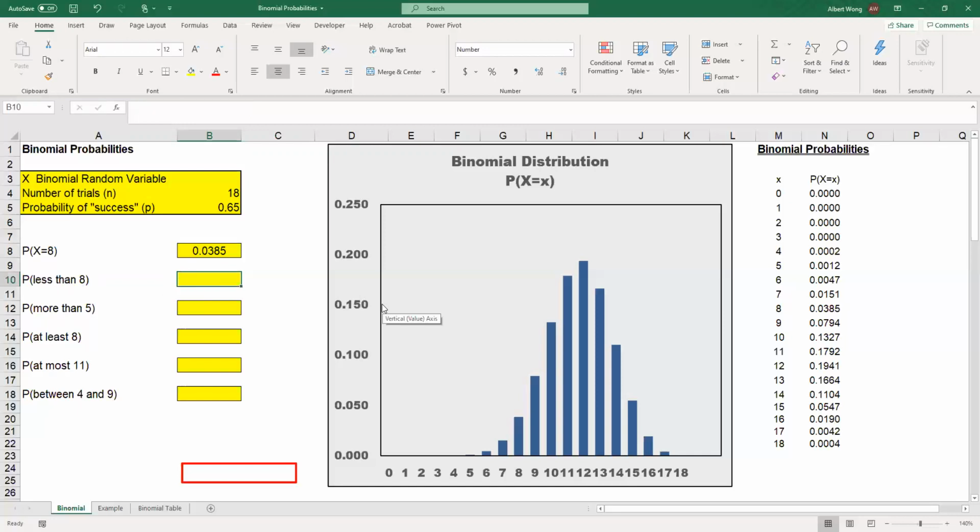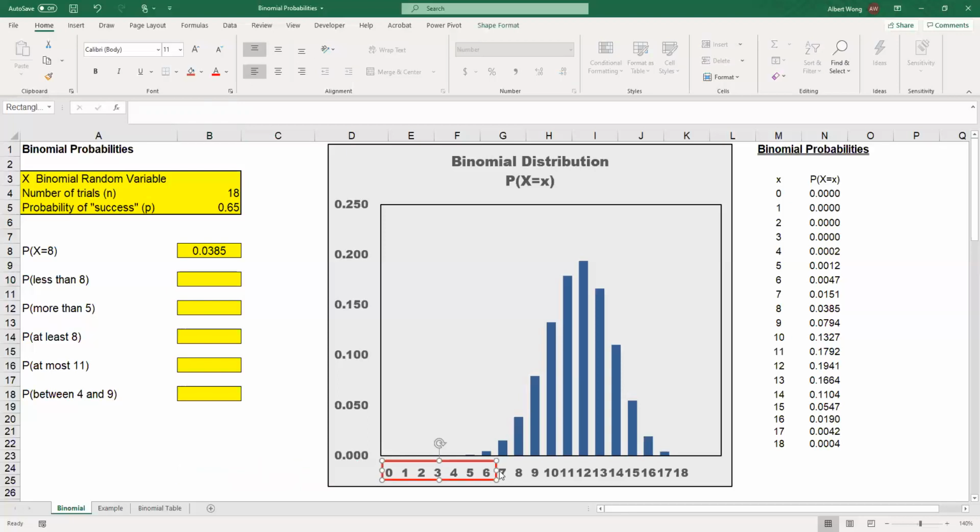The first one is less than 8. So what does that mean? Well, it means that if you have a binomial random variable, you want to calculate the probability that x is less than 8. So it could be 0, it could be 1, all the way up to 7, but not including 8. So what we're looking at here, as you can see, these are the probabilities that we want to calculate, and we want to add them all up.